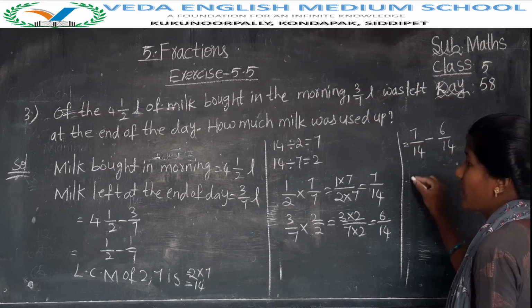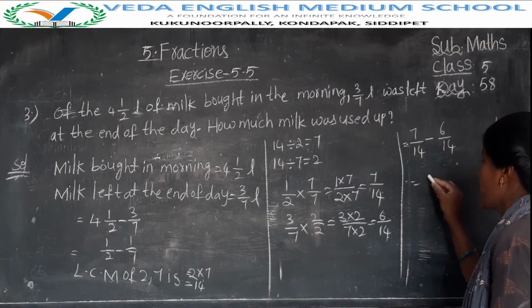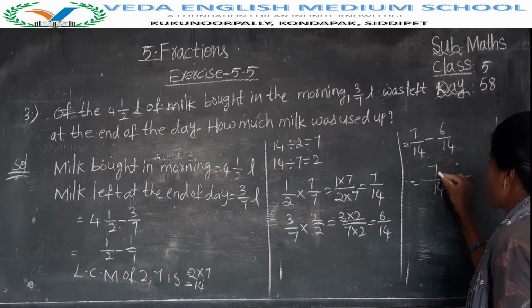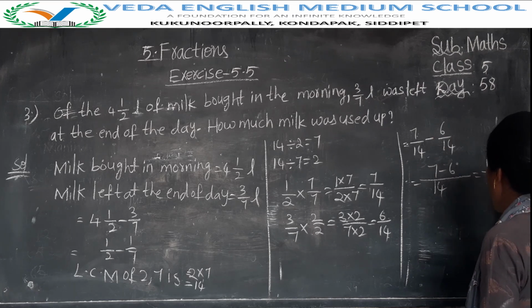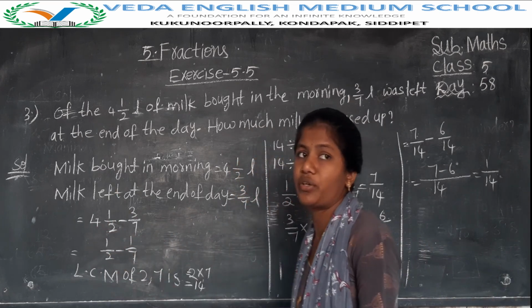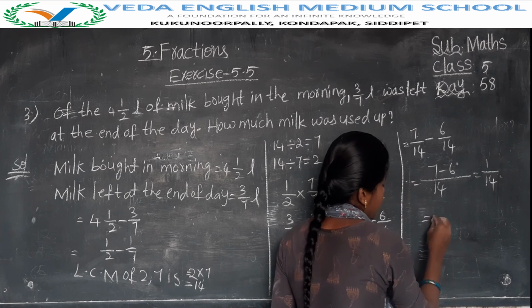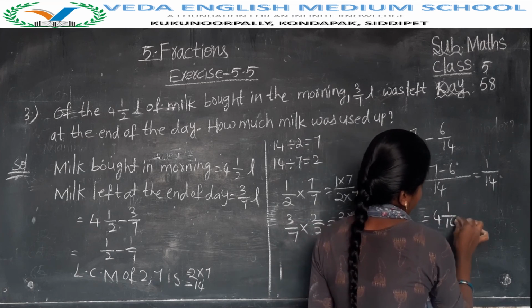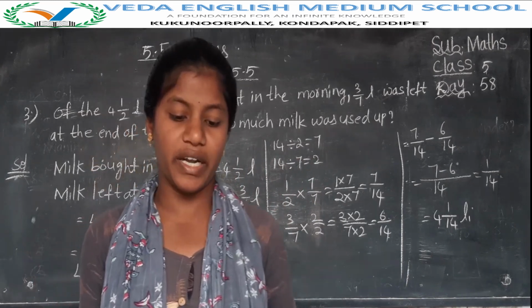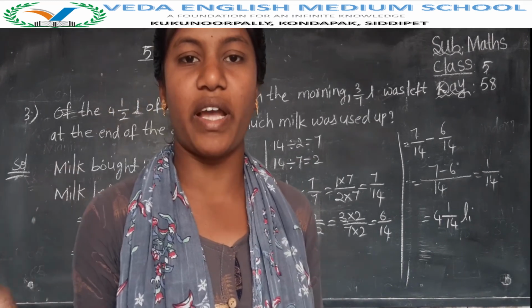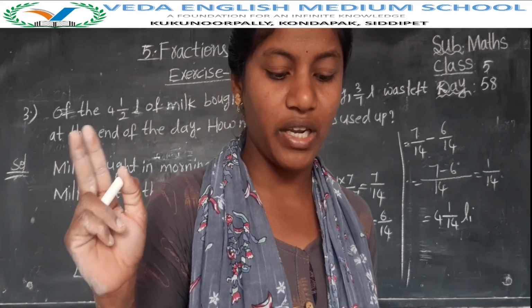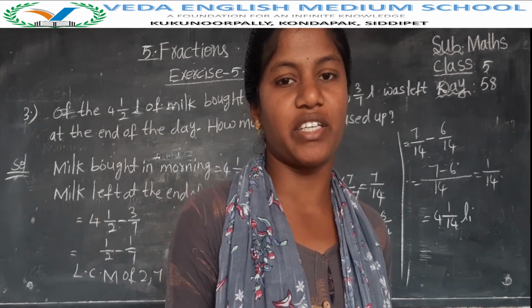These two are like fractions. How to subtract like fractions? Take only one denominator, that is 14. 7 minus 6 is 1, so 1 by 14. So before that, what do we have here? 4. So 4 into 1 by 14 is the answer. 4 into 1 by 14 liters of milk was used up. Up to here exercise 5.5 has been completed. In the next class we will learn exercises 5.6 and 5.7, which are about multiplication of fractions. Okay, children?